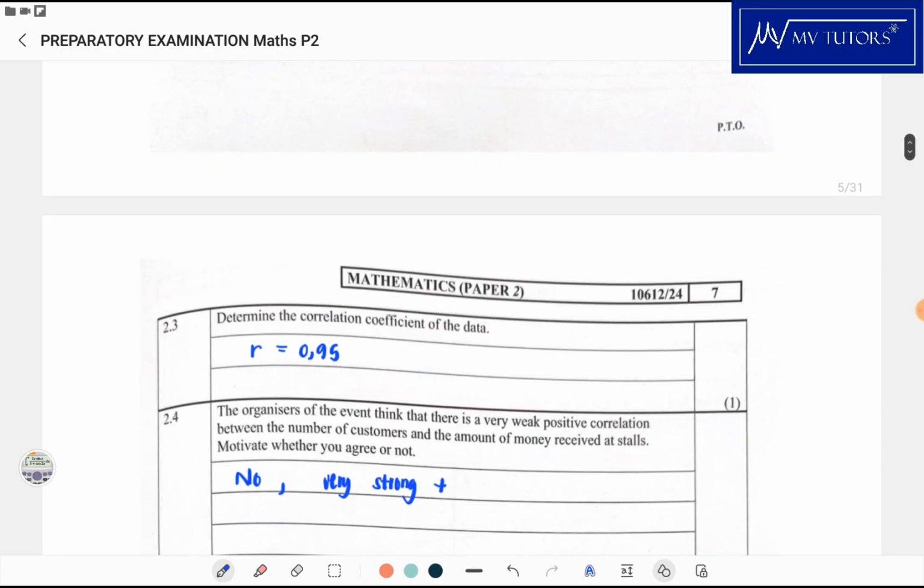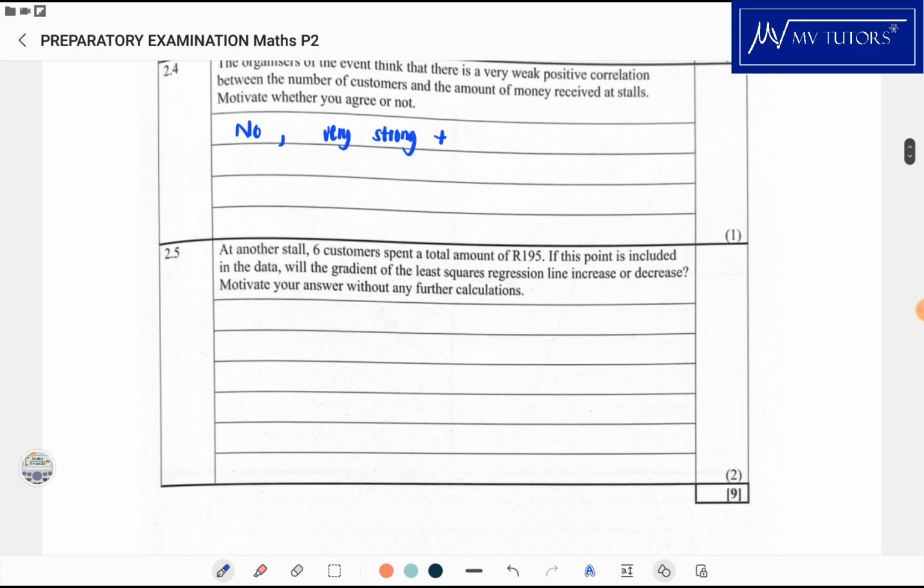But anyway, what are they asking? We have put in that point. So if this point is included in the data, will the gradient of the least squares regression line increase or decrease? Remember, initially we had it like that, something like this, which is quite steep, to something like that. So is the gradient increasing or decreasing? It is definitely decreasing because it is less steep.